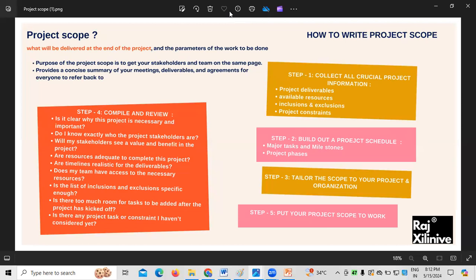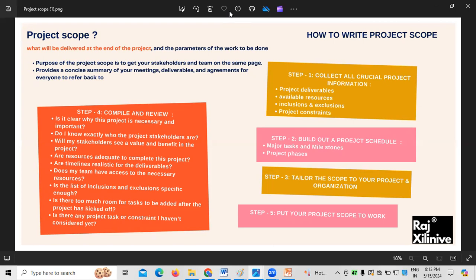Next. Is the list of inclusions and exclusions specific enough? Means is it out of scope and all things, inclusion and exclusion? Sometimes it can be out of scope also, that we have to address. We have to identify in scope, out of scope. Next. Is there too much room for tasks to be added after the project has kicked off? So once the project is kicked off, is there any possibility for us to add anything, is there any provision or not? That's it.